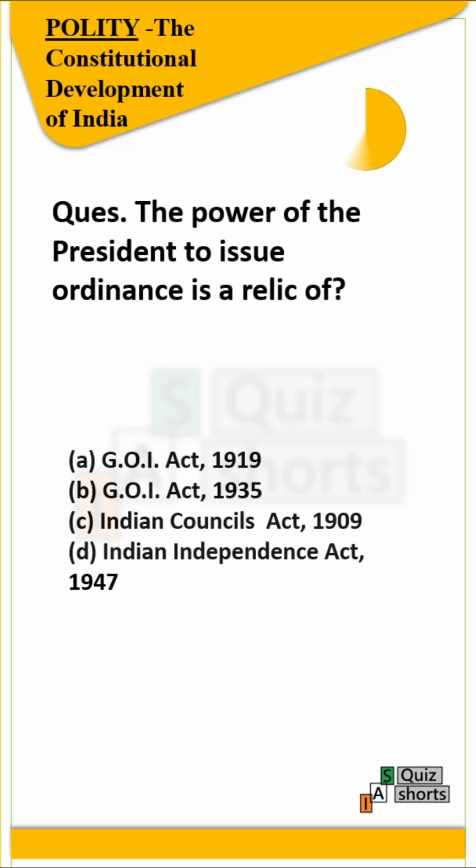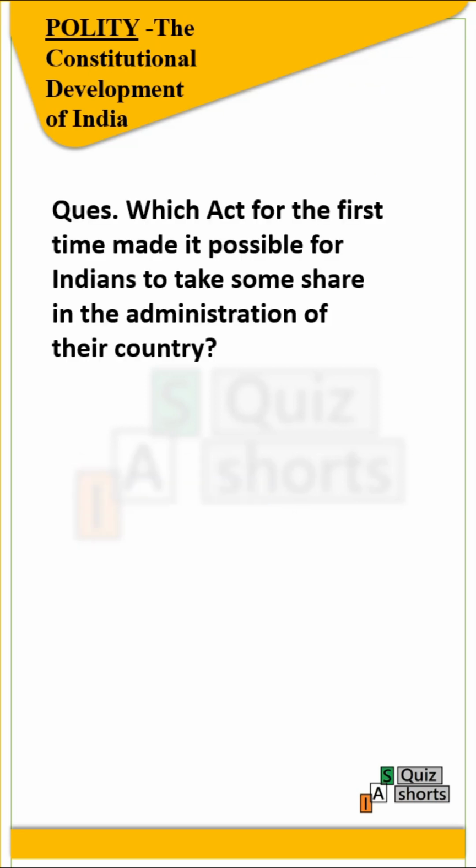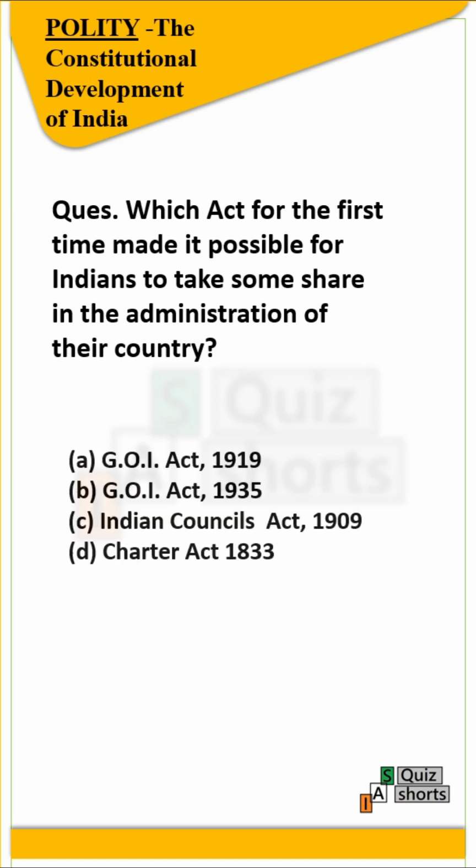Answer is option B. Government of India Act 1935. Question: which act for the first time made it possible for Indians to take some share in the administration of their country? Option A, Government of India Act 1919. Option B, Government of India Act 1935. Option C, Indian Council Act 1909. Option D, Charter Act 1833.